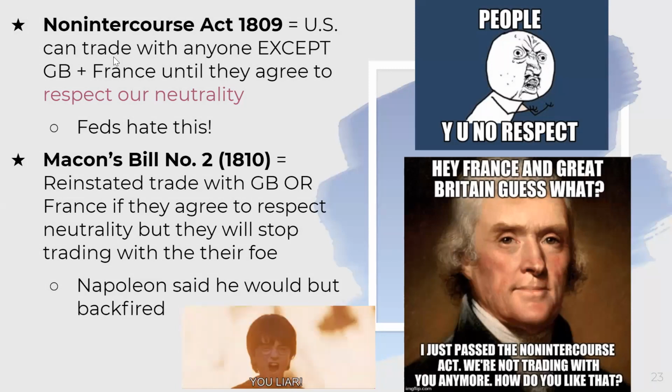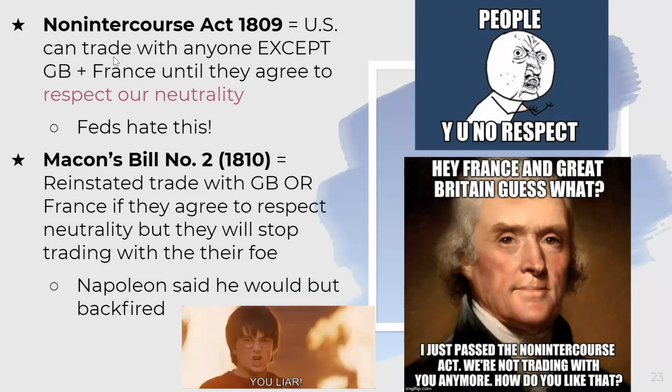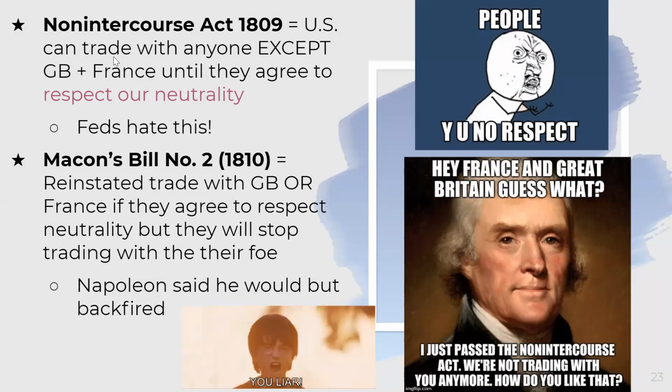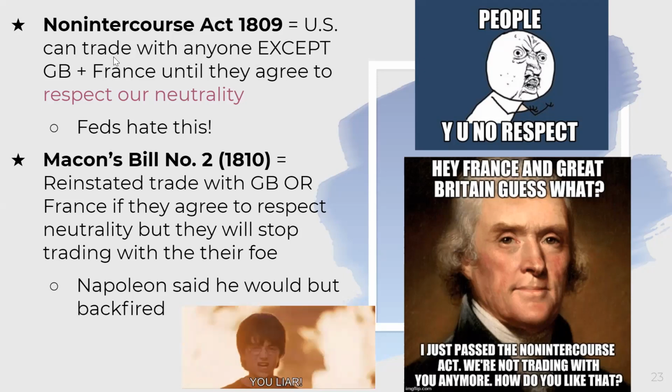And if you really break down the name, non-intercourse means that you're not engaging with them. And so basically we're trying to uphold neutrality, keep that same idea of economic pressure, but don't kill the US economy in the process. So the US can trade with any nation except Great Britain and France until they agree to respect our neutrality. But it still is hurting our economy very badly because our two best trading partners are France and Great Britain. So even though we can open up trade with the rest of the world, it is still not enough. And it's really hurting our trade industry, which is, again, located in the north, tends to be aligned with the Federalist Party.